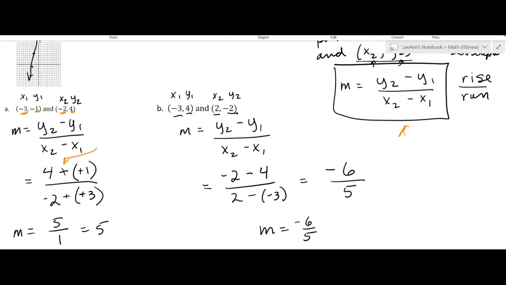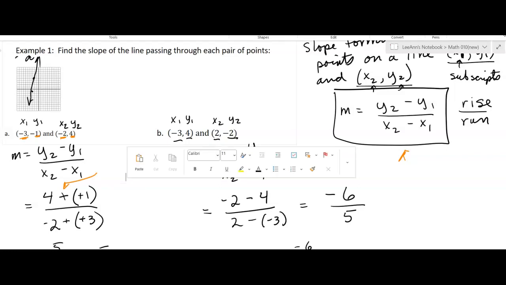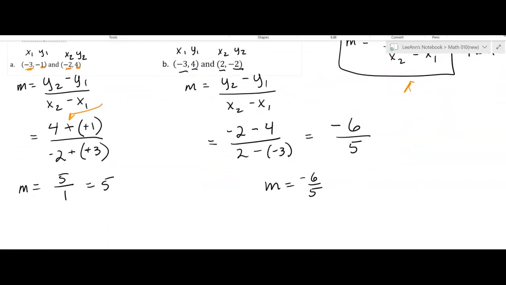Okay, so we graphed that first line for part A, and we figured out the slope. The slope was 5, so that seems reasonable, pretty steep slope there. But I forgot to graph B, so -3, 4 is like right there, and then 2, -2, which is over here. And so that's going like this. You can see the slope is negative because it's going in the other direction. It's going downhill. And it's close to 1, and that's pretty close to 1 in the picture there, so that seems reasonable. All right, so there's the slope. You can use the formula to calculate the slopes.